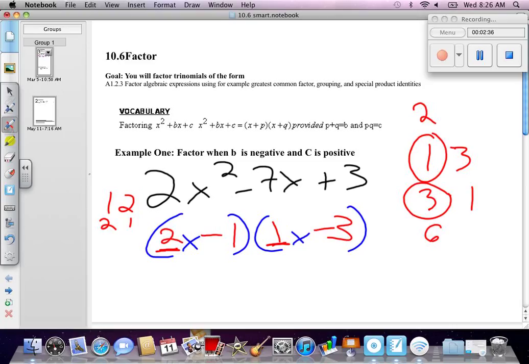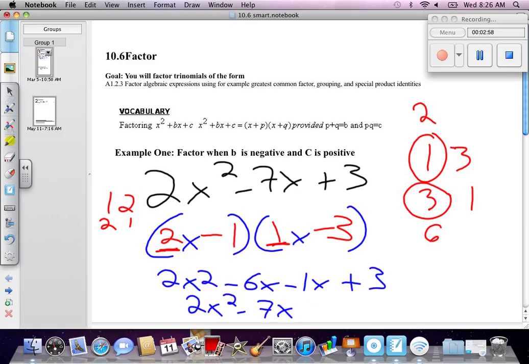Now I'm going to go through and FOIL it to make sure I have the right answer. First, 2x times 1x is 2x squared. Outside, 2x times -3 is -6x. Inside, -1 times 1x is -1x. -1 times -3 is a +3, so I get 2x squared minus 7x plus 3. So I know now that I have the right numbers. Do you guys see that when we have a number in front of the x, it's more important to check? So you probably are going to want to check for these.